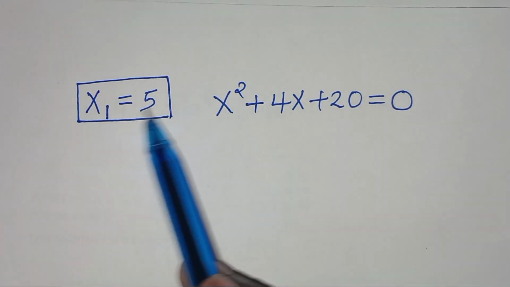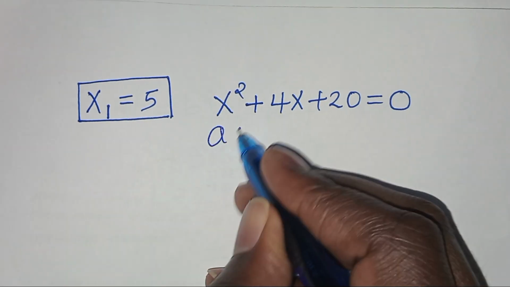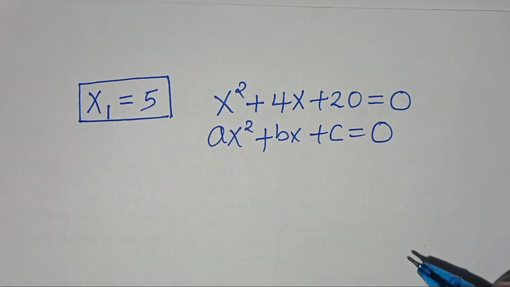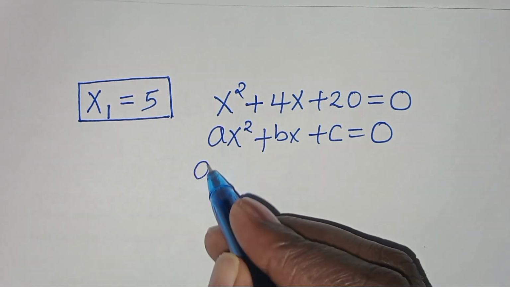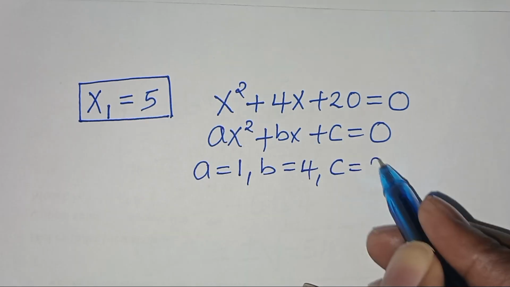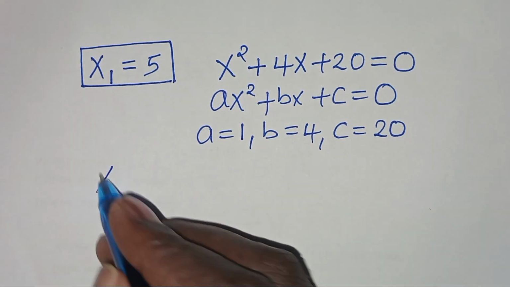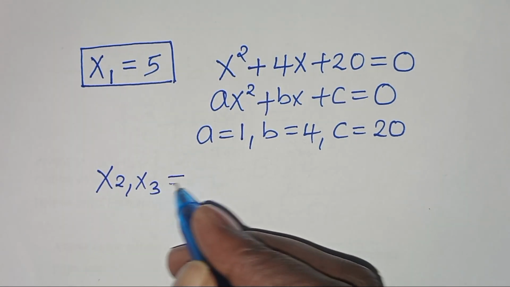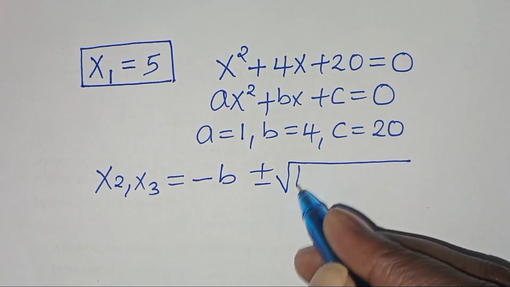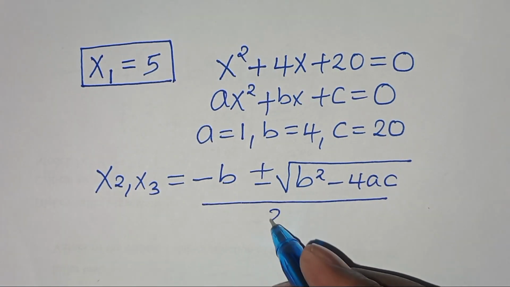Now here we have x1 equal to 5. The second part is a quadratic equation here of the form ax squared plus bx plus c. This is equal to 0. So from this quadratic equation, a is equal to 1, b is equal to 4, and c is equal to 20. So to solve for the values of x2, x3, we apply the quadratic formula, that is minus b plus or minus the square root of b squared minus 4 times a times c, all this divided by 2 times a.